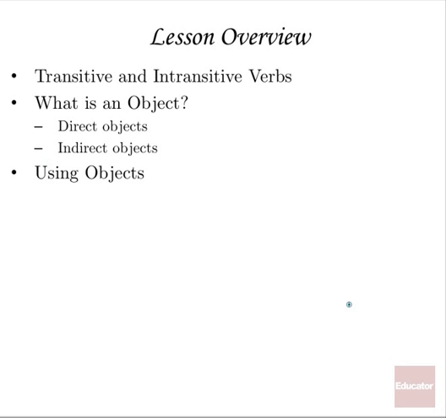Alright, we're going to begin with a brief overview. We're going to talk about transitive and intransitive verbs, which ones take an object and which ones don't. We're going to ask what is an object. We're going to look at direct and indirect objects. And finally, we're going to look at how to use objects in grammatical sentences.